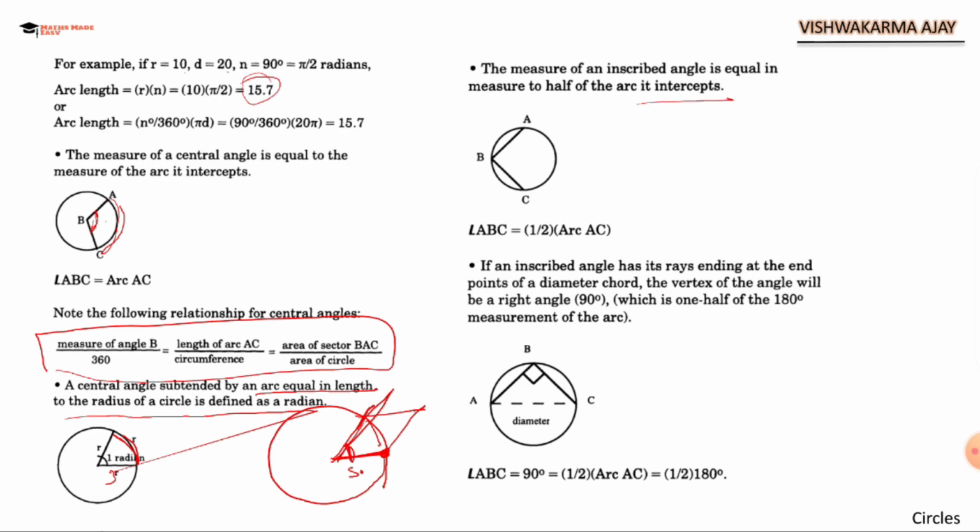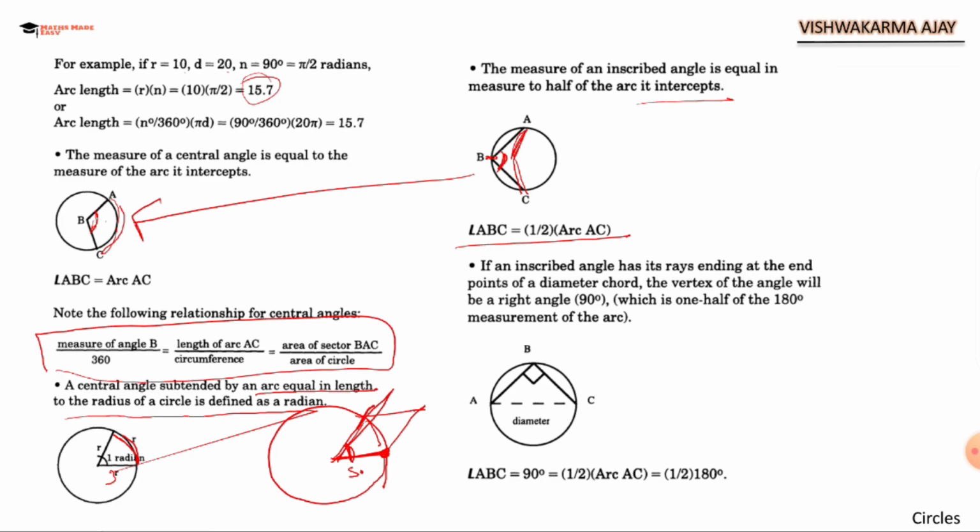The measure of an inscribed angle is equal to half of the measure of the arc it intercepts. An inscribed angle is always half of the arc intercepted by it, because the arc intercept is equal to the central angle. Like here, you see this central angle is always equivalent to the arc intercept. But with the same arc, if we draw two chords from any point on the circle, we will get an inscribed angle, and that inscribed angle is equal to half of the arc intercept.